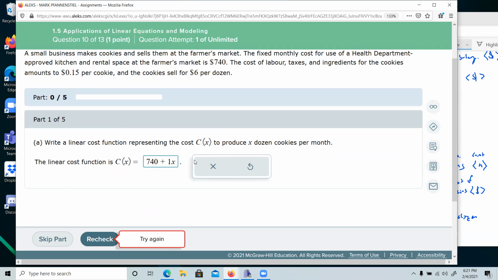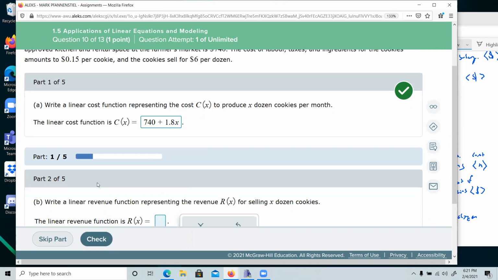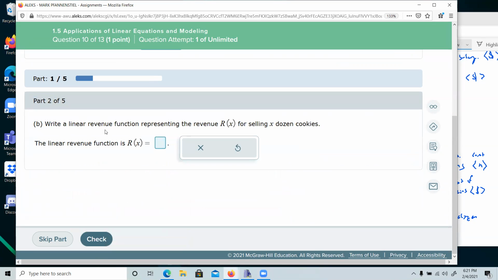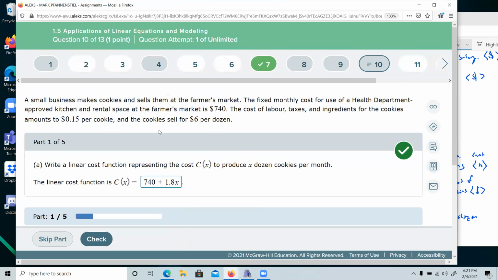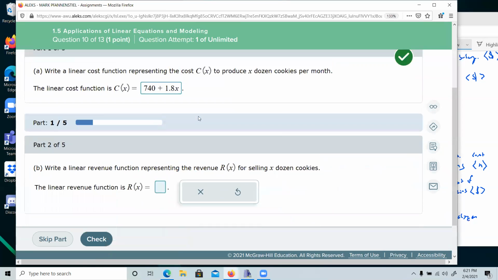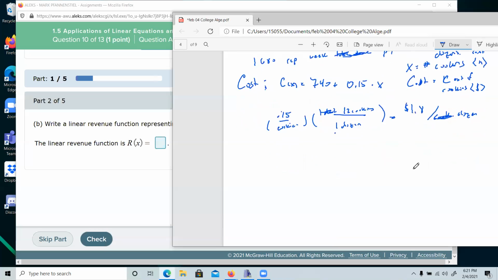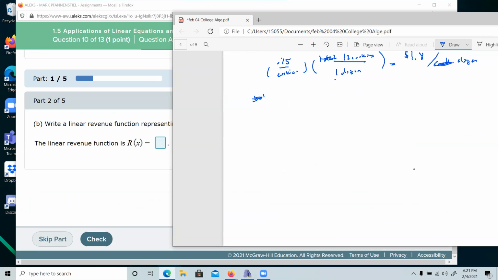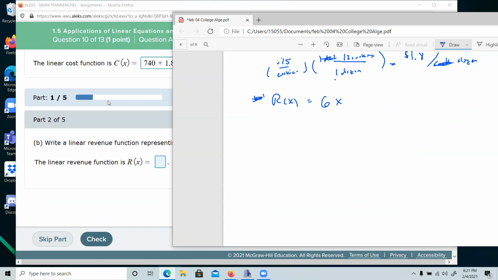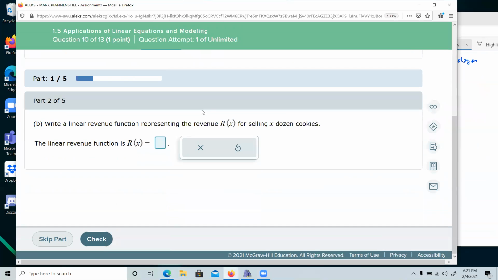All right. There we go. A linear revenue function representing the revenue. Okay, so the cookies sell for $6 a dozen. So we'll say R of x. x is still dozens of cookies. R of x is going to be 6x, $6 per dozen. So y equals 6x.